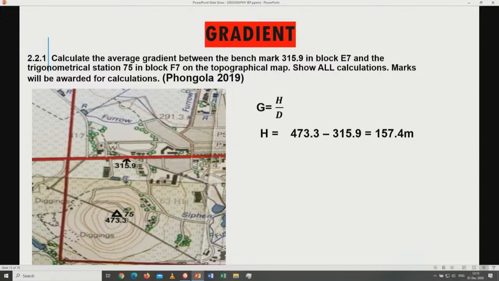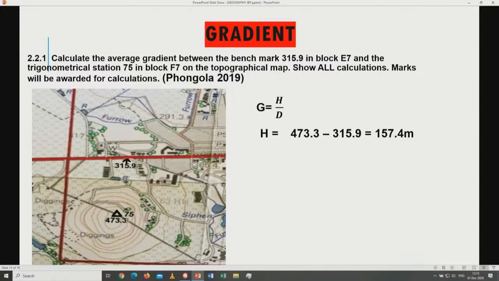The height of that trigonometrical station is 473.3. You must never use that 75. That 75 is normally written in italic. You don't use that as your height. That is just a number. Okay? So you always use the value with a point, something on it.